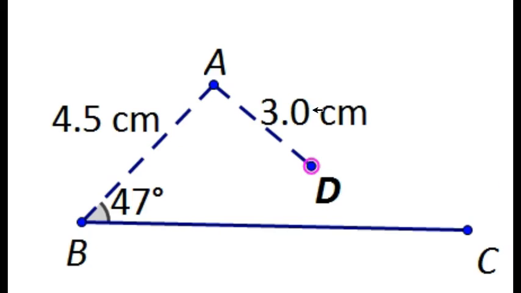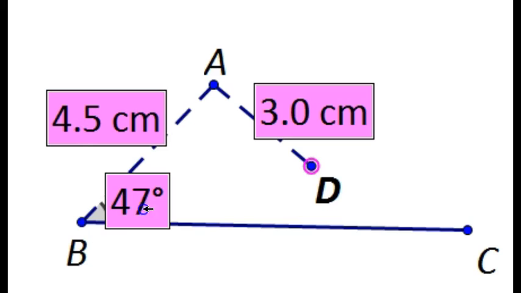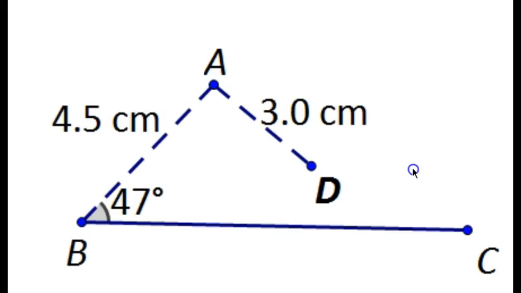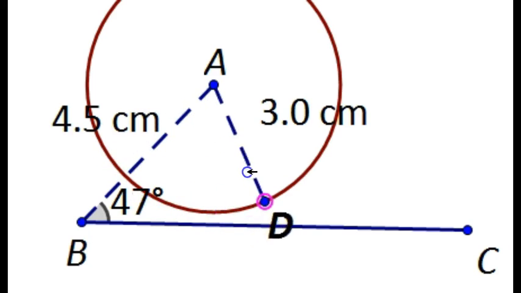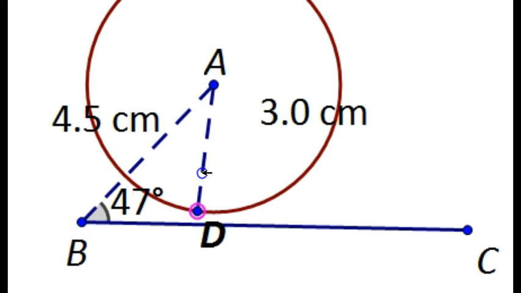Here the conditions we must meet are that this side is 3.0 centimeters. This one's 4.5, angle of 47 again. And let's rotate that 3.0. Looks like that side is not long enough to meet the third side to form a triangle, so no triangle is possible.